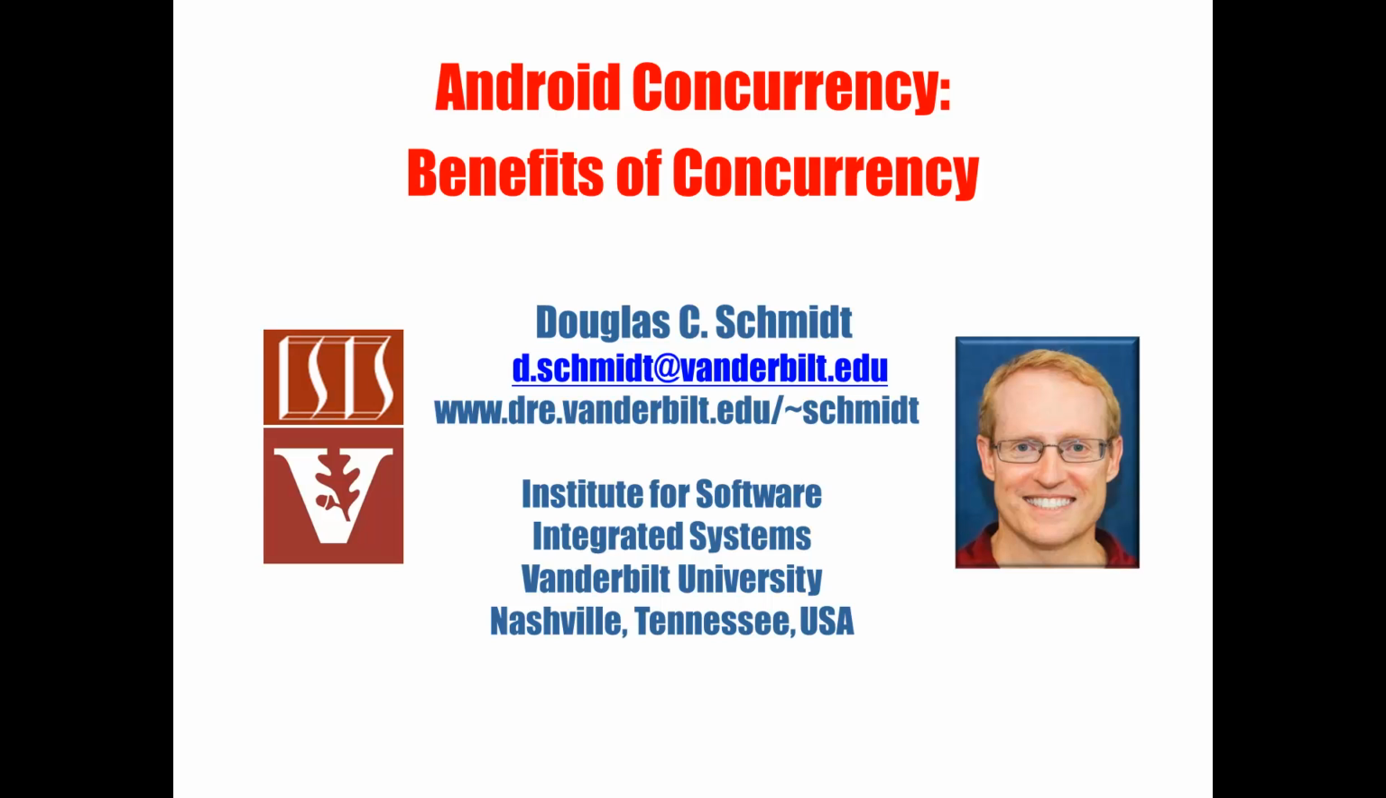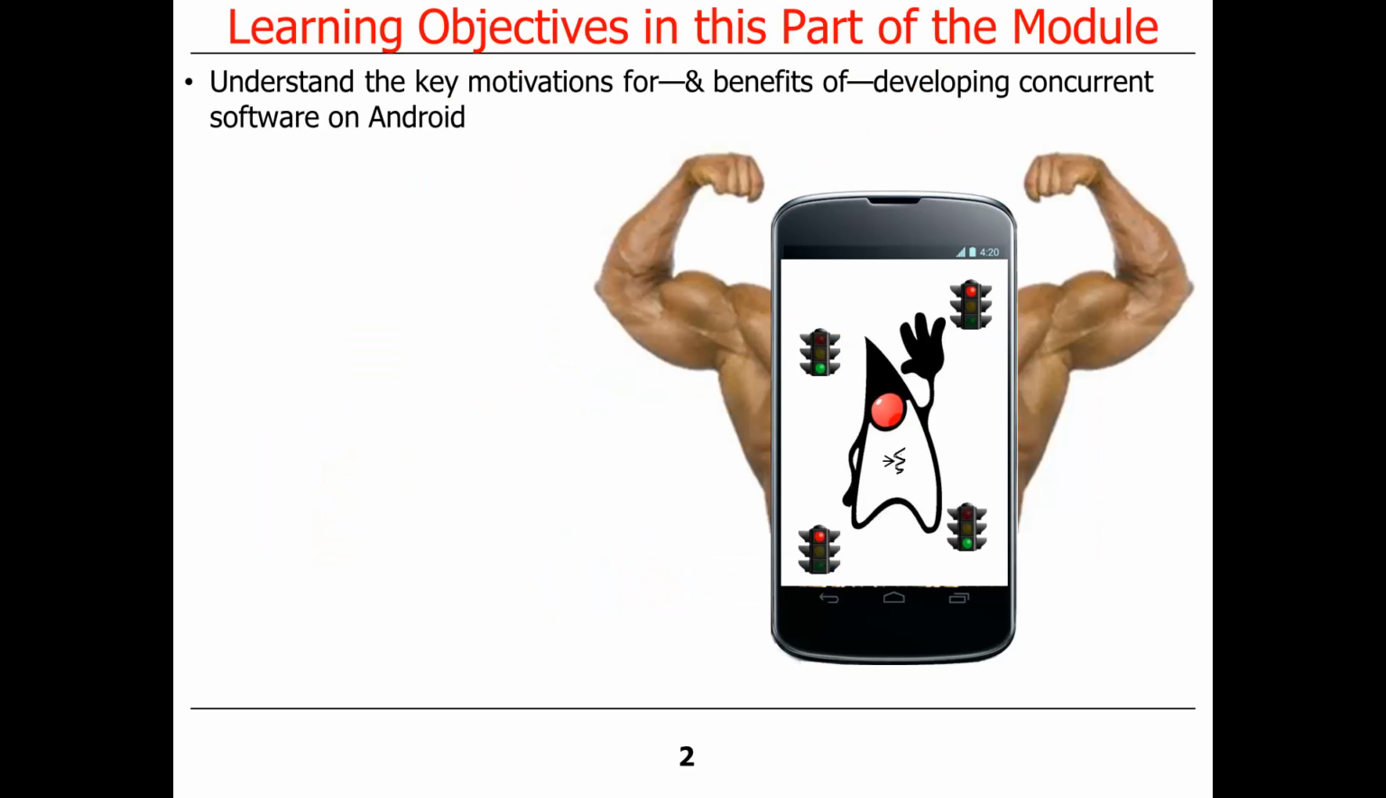So what we're going to do today is talk about the benefits of concurrency, and this will help give you a bigger picture view that should make it easier to implement assignment number 3. We're going to talk about the motivations for and benefits of developing concurrent software in general, and then of course we're going to specifically focus on Android.